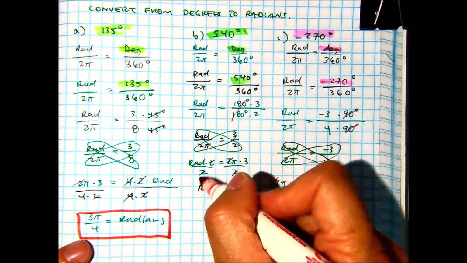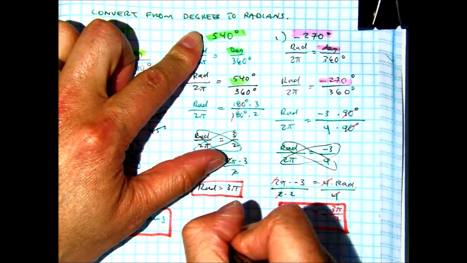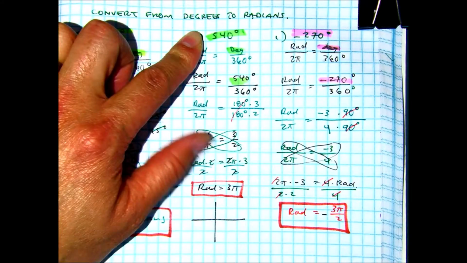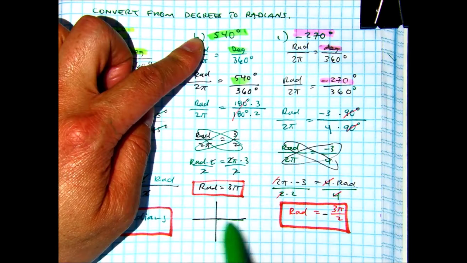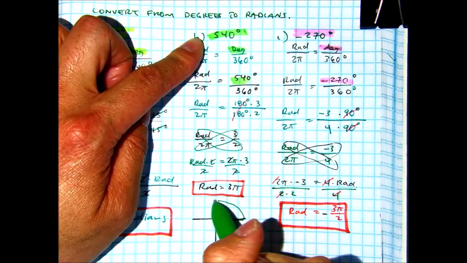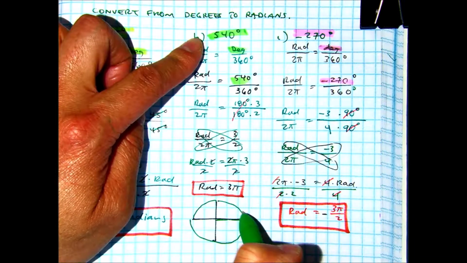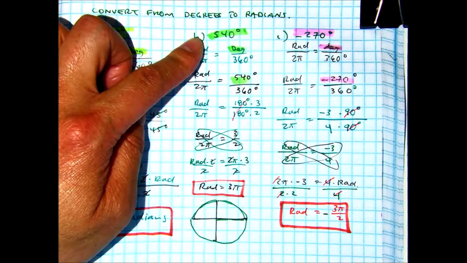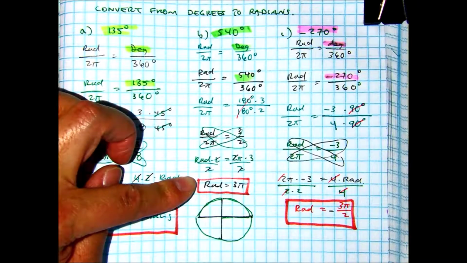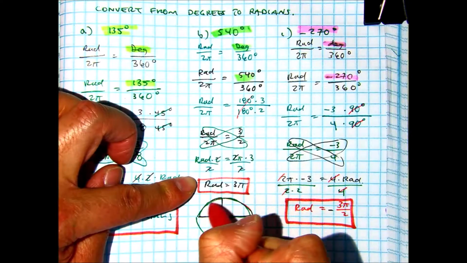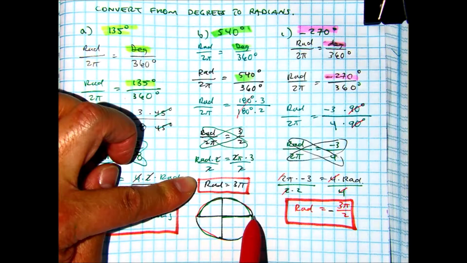Let me give you a visual of what 540 degrees looks like. We're going to start in this direction here. This is 90 degrees, 180, 270, 360. Add another 180 more, that's 540. In radians, that would be pi, because pi is equal to 180 degrees, 2 pi, and then 3 pi.